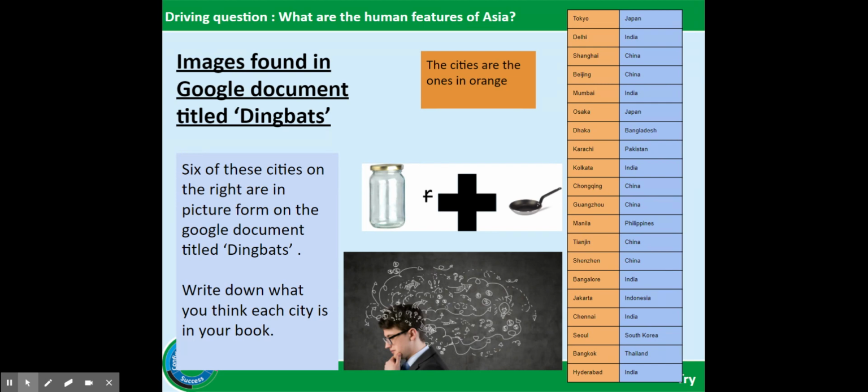Wonderful. So you should have found that Google document called Dingbats, and then you should have tried to guess the cities in Asia using the images. I hope you gave that a good go. Some of them were quite hard, admittedly, but we're going to go through them now. So make sure you've got your red pens at the ready again.